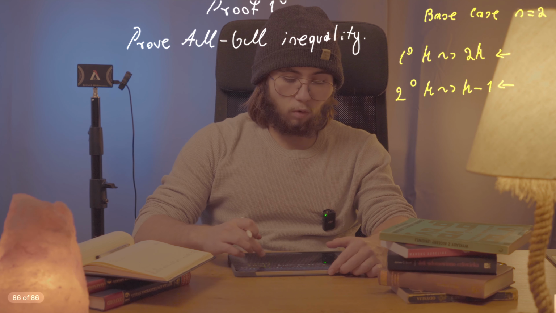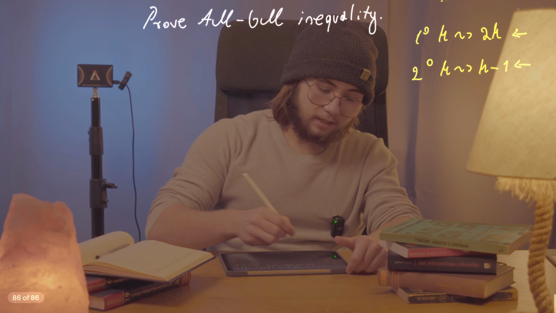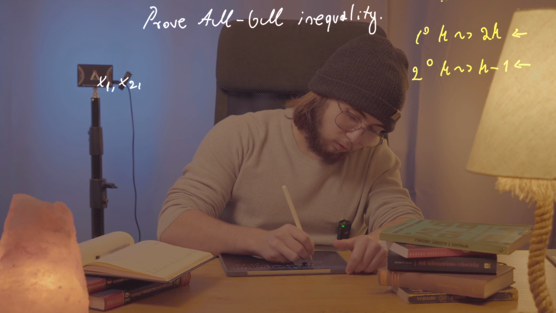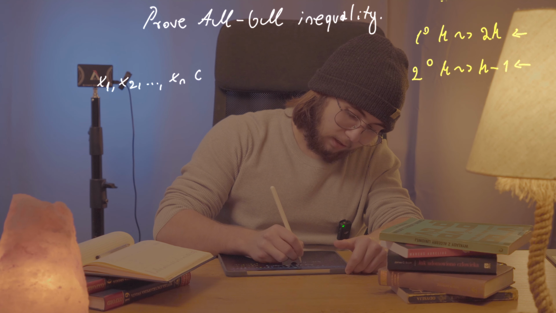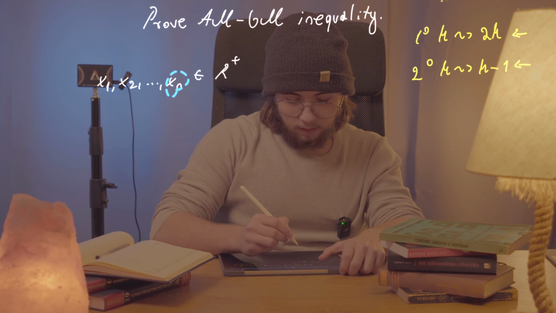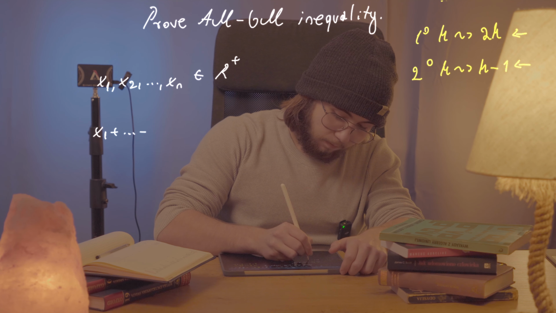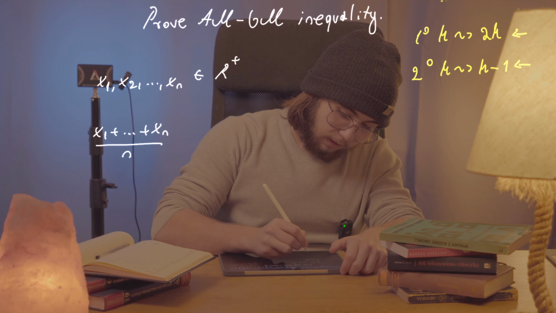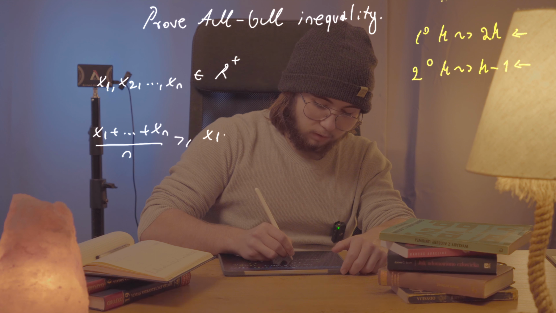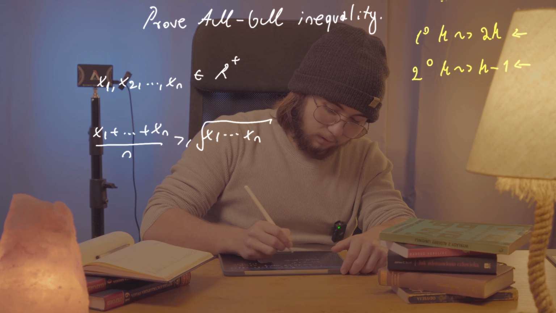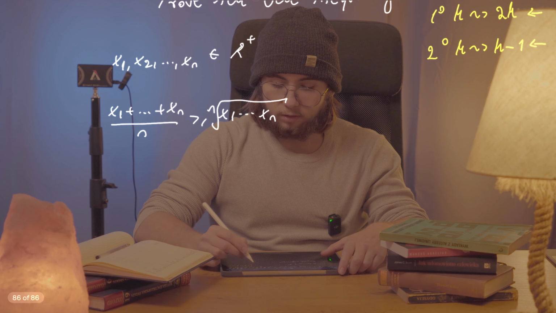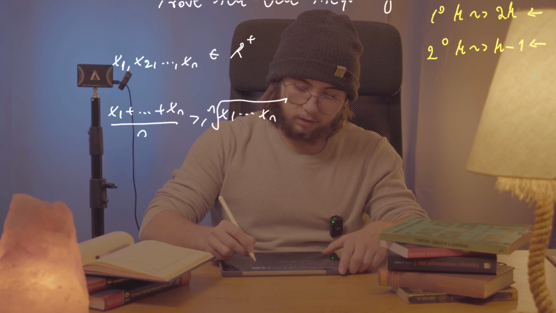Okay, so what does the AM-GM inequality state? It states that whenever we have some numbers x1, x2 through xn that are positive reals, we can say that the arithmetic mean, which is the sum divided by the amount of numbers we have, so n, is greater than or equal to the product under the nth root. Lovely. So we would like to prove this one using Cauchy induction right over here. So let's go on and do this.